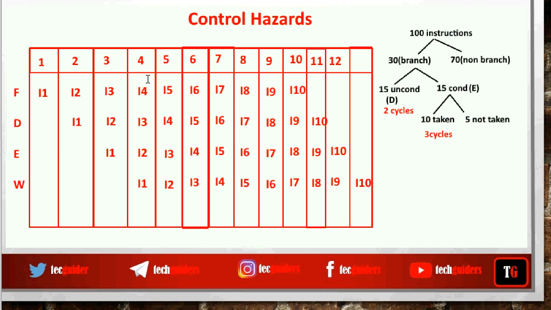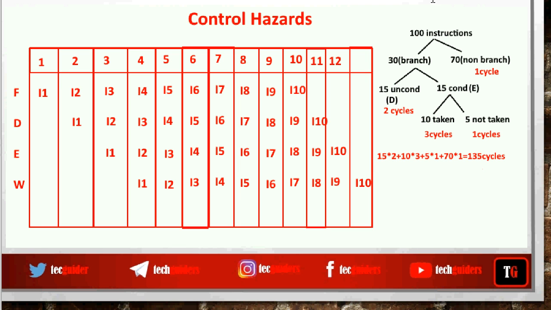Suppose we keep on overlapping the instructions in normal way. So if the condition is evaluated to be false, if the branch is not taken, then there is no wastage of CPU cycle. So all these 5 instructions are processed out with 1 cycle each. And these 70 instructions are processed out with 1 cycle each. So total, how many cycles are required for the 100 instructions? 15 into 2 plus 10 into 3 plus 5 into 1 plus 70 into 1. 135 cycles for 100 instructions. Hence, per instruction, the effective CPI is 1.35.